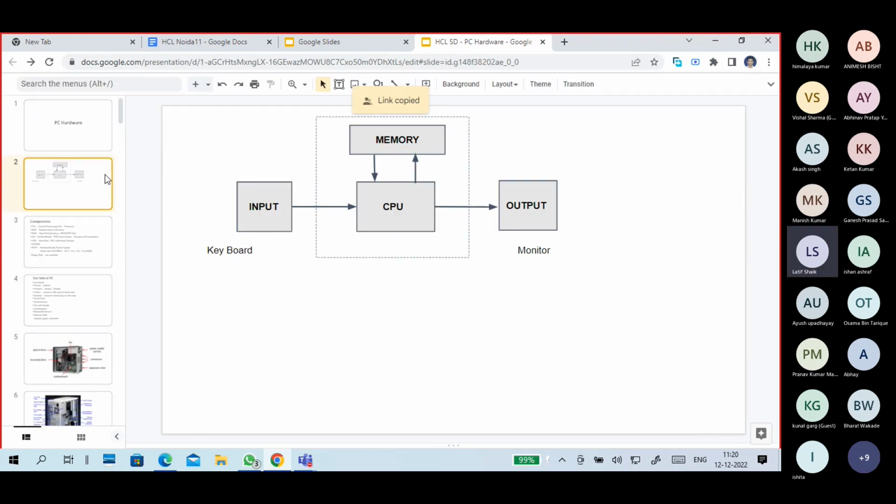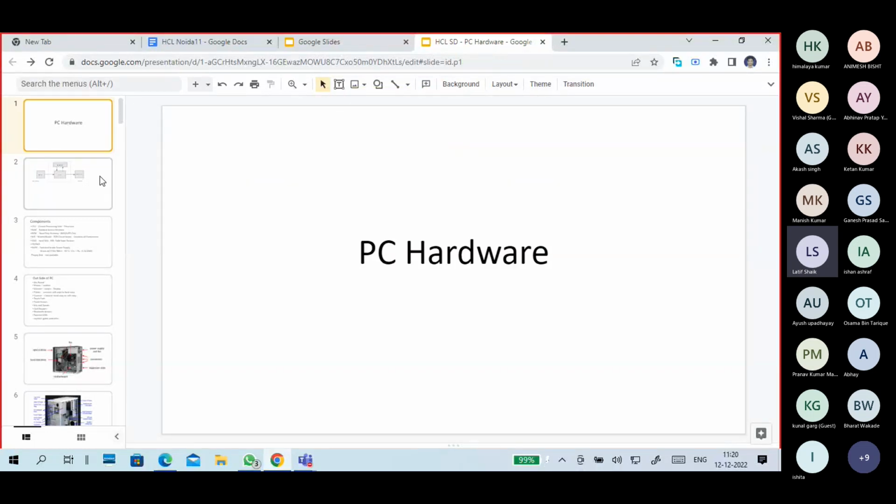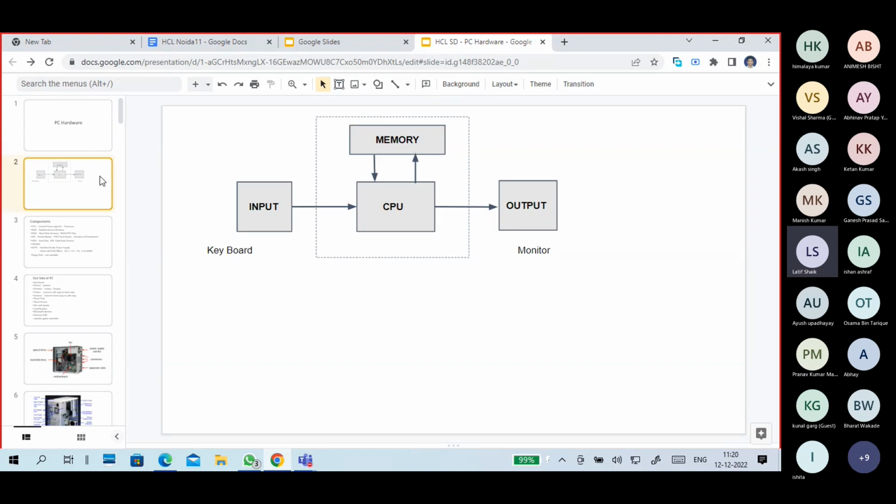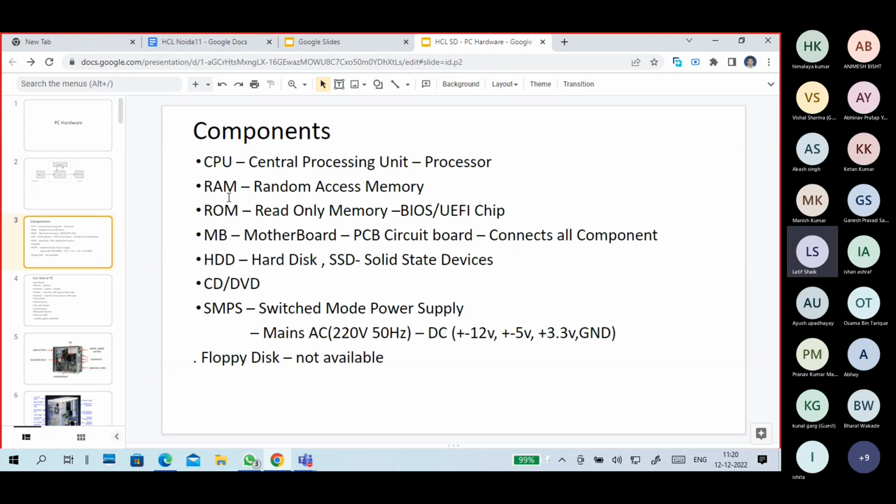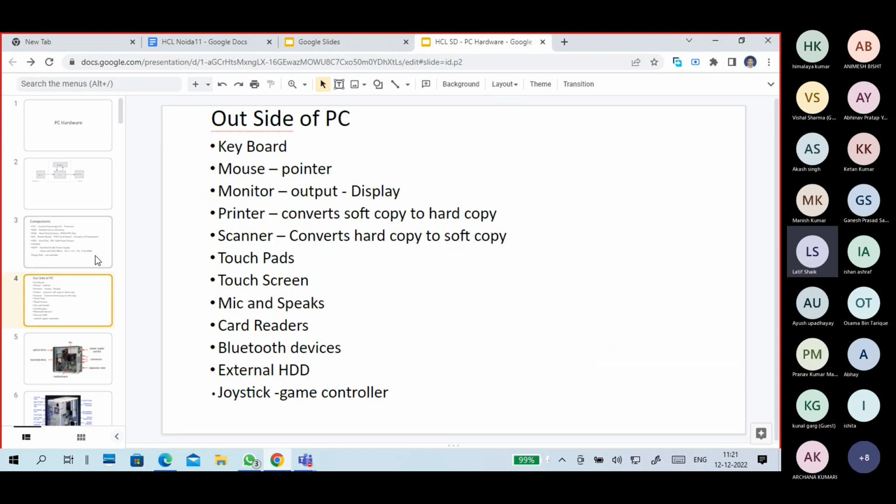So this is the basic components. We'll go through this. What we are going to learn are basic things about PC hardware components like a CPU, RAM, ROM, BIOS, motherboard, hard disk, CD, DVD, SMPS, and floppy disk. And no floppy disk.